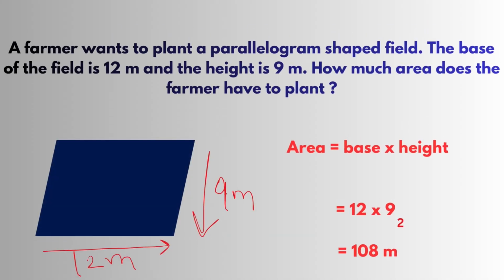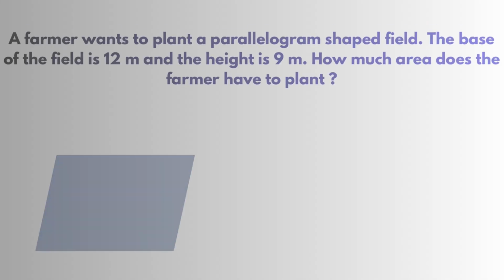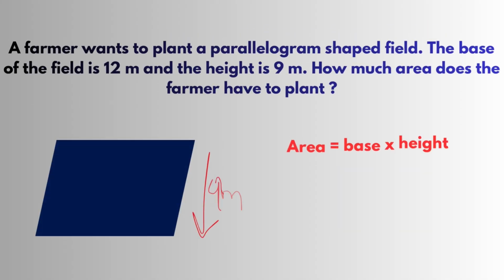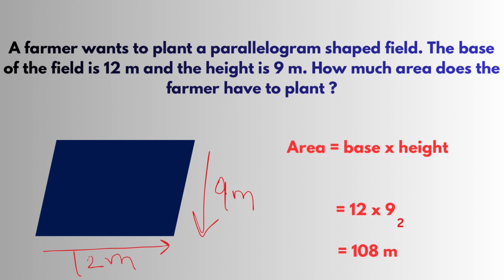Okay, next problem we see. A farmer wants to plant a parallelogram shaped field. The base of the field is 12 meter and the height is 9 meter. How much area does the farmer have to plant? So the area of a parallelogram, we know, is base multiply height, and the base is 12 meter here in this field, and height is 9 meter of the field. So area is base multiply height. So we have a base 12 multiply 9. So 12 multiply 9 gives us 108 meter square, the area of this field.